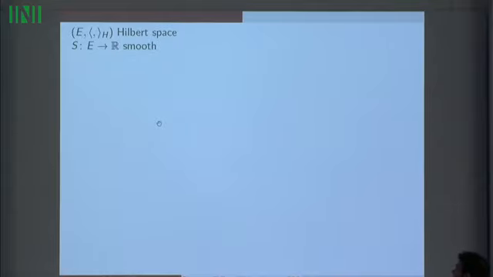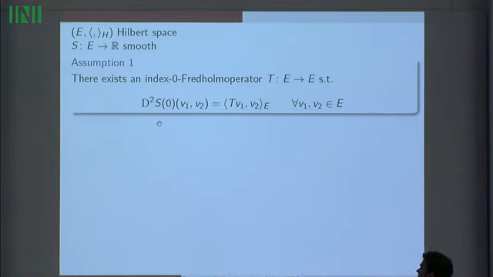So how does it work? I start with a Hilbert space and a smooth functional, like the one I've just shown you. The two conditions are: the second derivative behaves as if it was a Hessian, and the first derivative behaves as if it was a gradient. Okay, so let's go through these two assumptions. There exists a Fredholm operator which takes the role of the second derivative. So this T here is like a Hessian matrix.